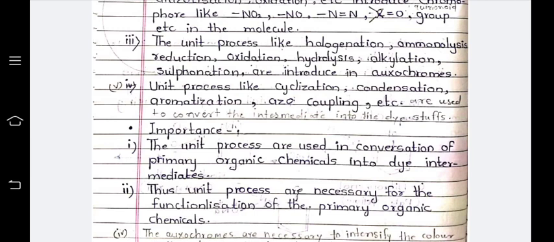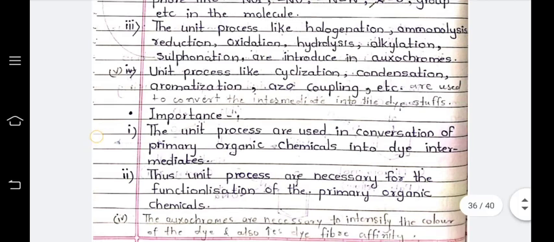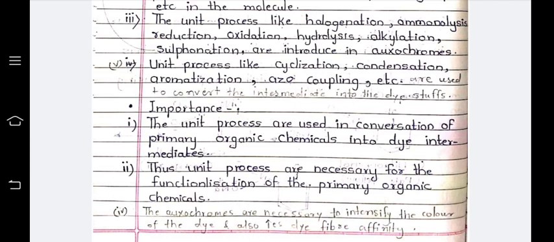Unit processes like cyclizations, condensations, aromatizations, azocouplings, etc. are used to convert the intermediate into the dye stuff.